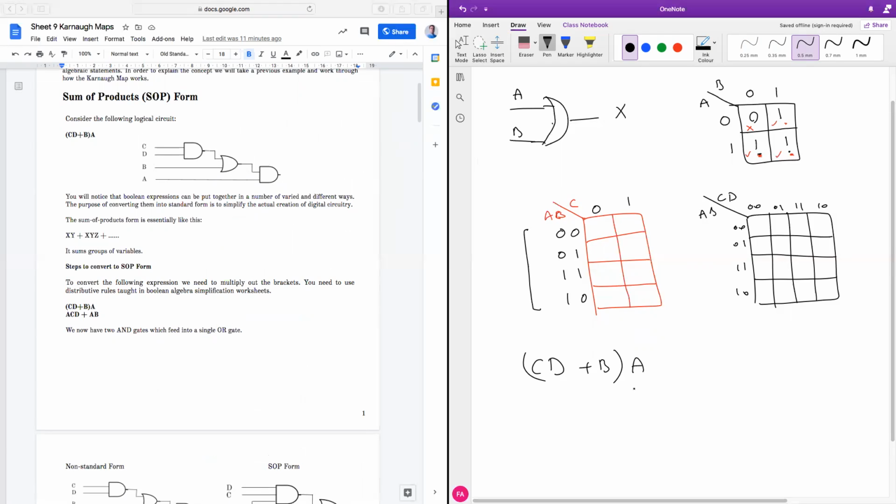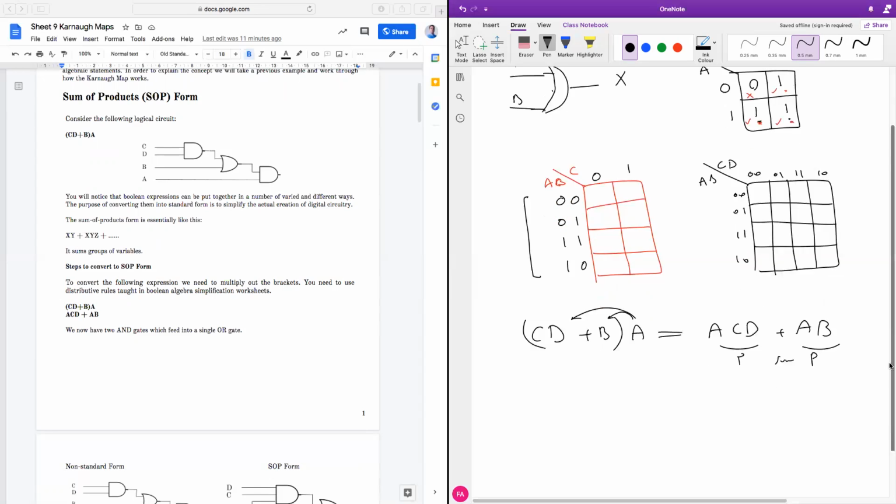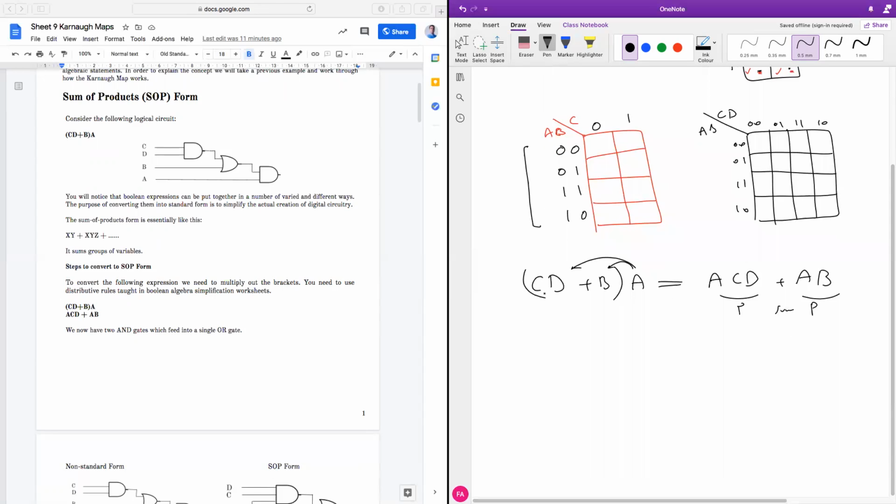AND gate A. In the distributive rule, we said that we can multiply this A by all of them and we get ACD plus AB. As you see, this is sum of products. These are products, this is sum. So why do we use this sum of products? Because using this technique, we convert this one, which is a combination of AND and OR gates, to one big OR gate, because this is sum.